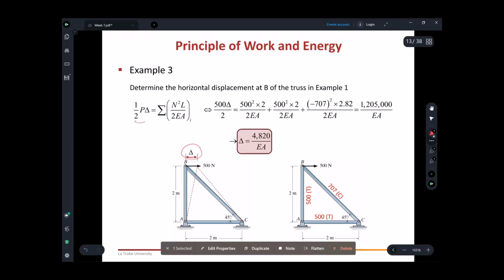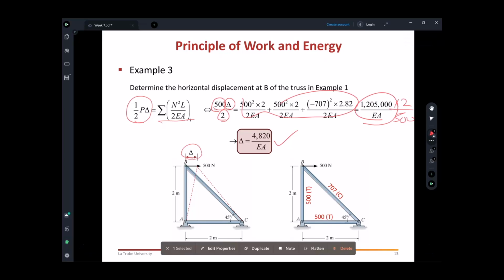So we find 1/2 P delta is the external work. This is the internal work. External work is 500 newtons, delta we need to find, divided by 2, and we found these quantities, right? This quantity we found. So you can just multiply by 2 divided by 500. You get these displacements, right? 4820. So it is very simple to find the displacement in truss systems. External work equal to internal work. You can find external work, you can find internal work, and you can find the displacements.